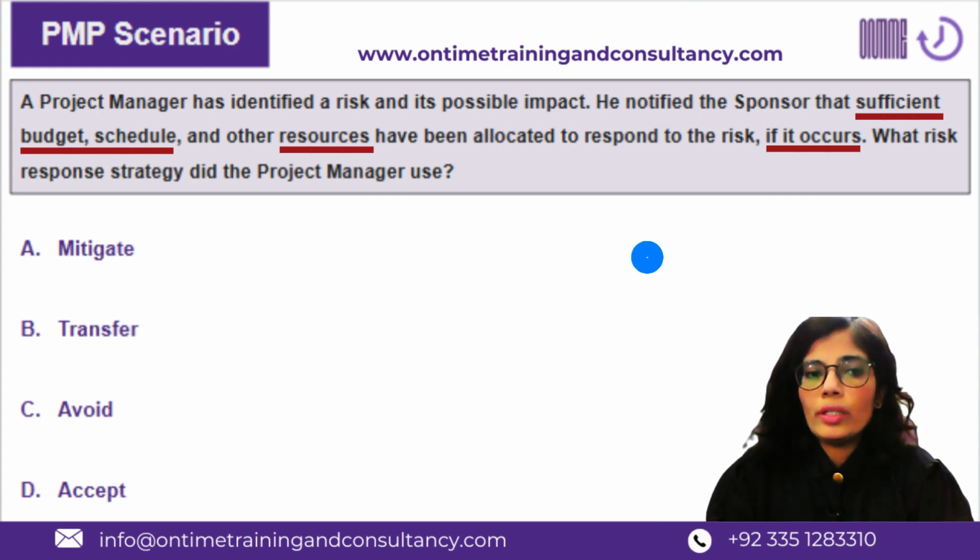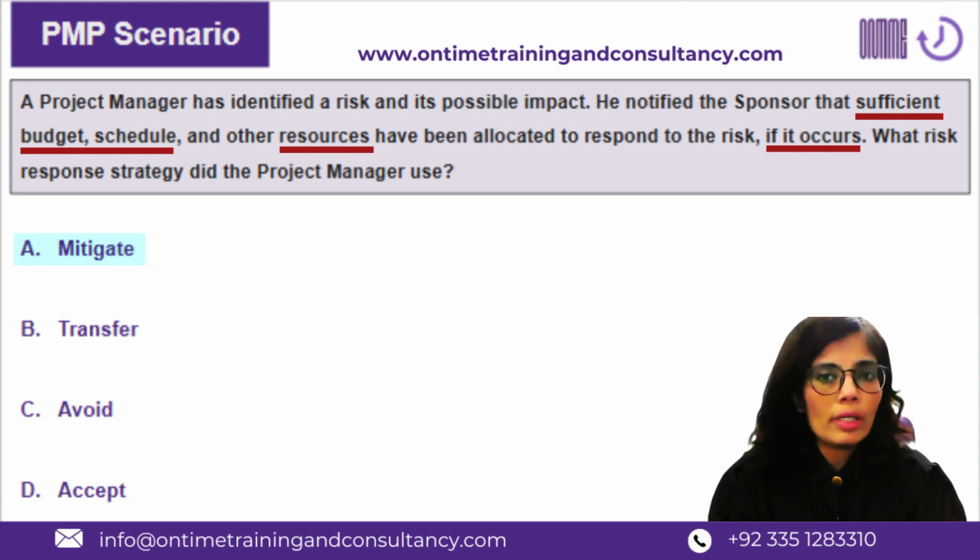The answer choices that we have are mitigate, transfer, avoid, and accept. All these four response strategies belong to the risks which are negative in nature, or threats by nature. Starting off with option A, mitigate. Mitigate means that you are reducing the probability and impact of a risk before it occurs in a proactive way. So mitigate is a proactive response strategy for a threat.